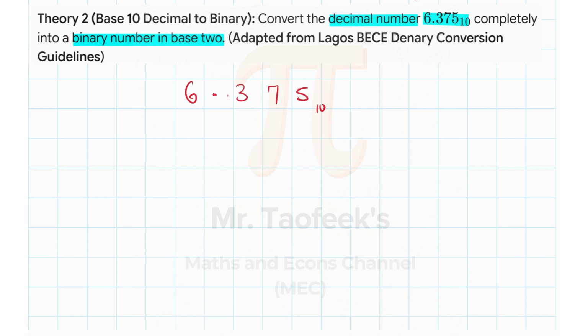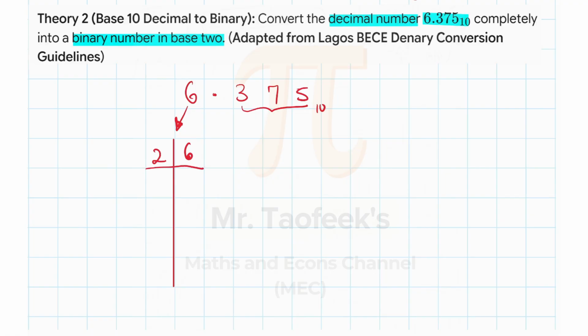6.375 base 10. So we have a whole part and we have a fractional part. So we do the whole part first before the fractional part. So for the whole part, to convert a number from base 10 to another base, all you have to do is just continuously divide that number by its base till you get to 0. So the first one here is, we have the number in base 10, which is 6, and we start to divide by 2.